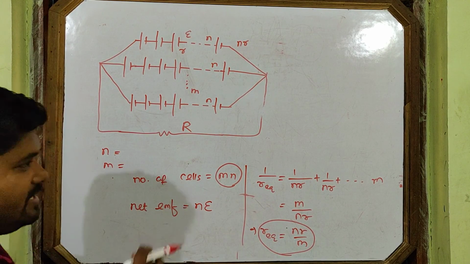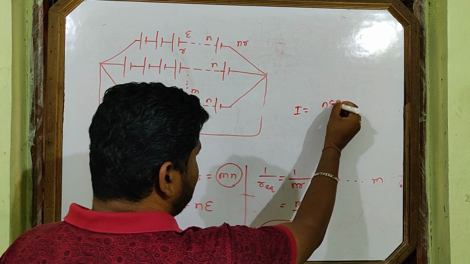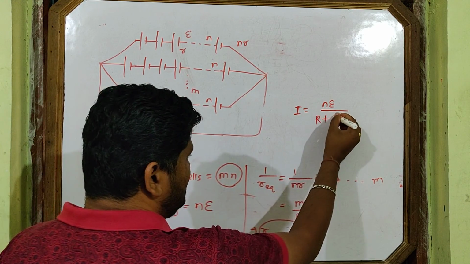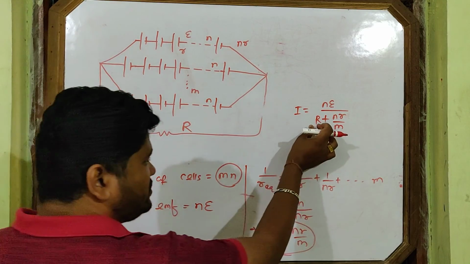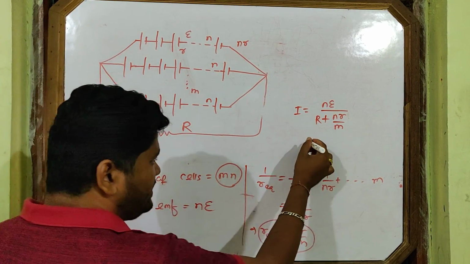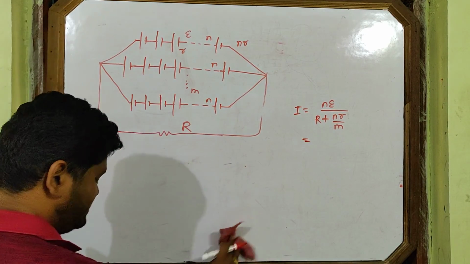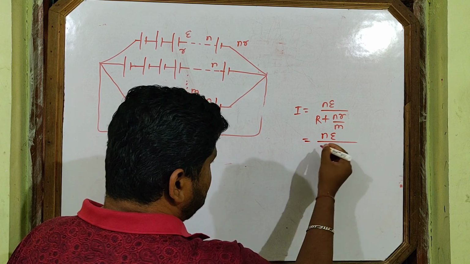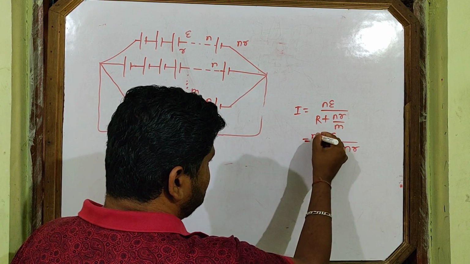Net EMF is nE. Let's write the expression of current. Net EMF by net resistance, R plus nR by m. External resistance and internal resistance. Okay, so this is the expression of current. Understand? Now let's simplify this expression.